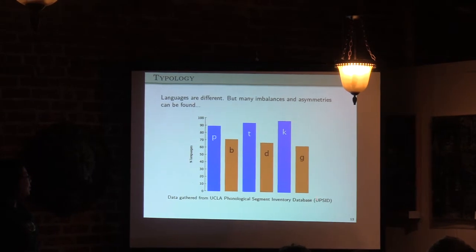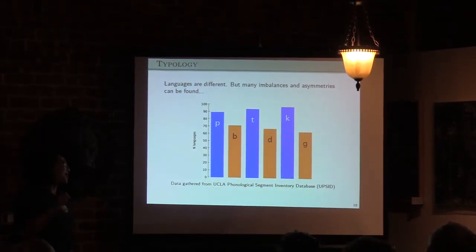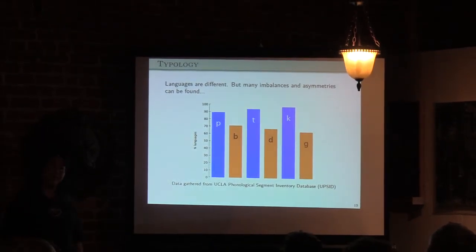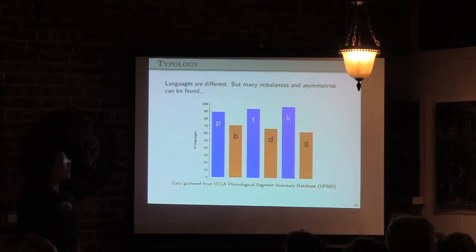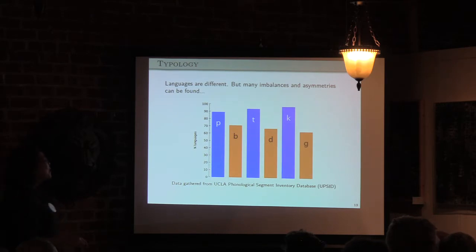If you go into the UCLA Phonological Segment Inventory Database, also known as UPSID, you can find how many languages in the world have, for instance, the sound P. It turns out it's almost 90%. So almost 90% of the world's languages have a P in them. Almost 100% actually of languages have a K in them. And then B's, D's, and G's are a little bit lower, right? And so you can notice some patterns.